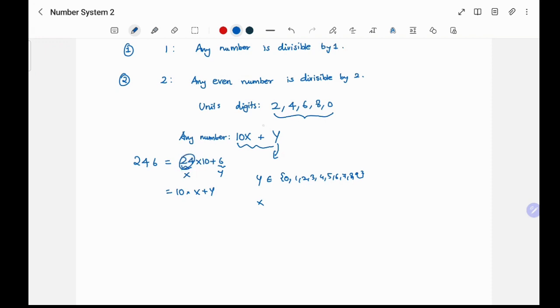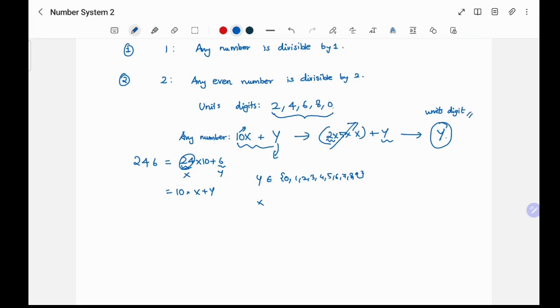Now if you see this, 10x, 10 is nothing but 2 into 5 into x, plus y. So this itself is divisible by 2. So using the remainders theorem, in the remainder this will not come. Only y will come. That is why we say 2, 4, 6, 8, 0. We know that 2 is divisible by 2, 4 is divisible by 2, and 6, 8 and 0 are divisible by 2. That is why it is sufficient for us to find if y is divisible by 2. y is nothing but the units digit, the units place.